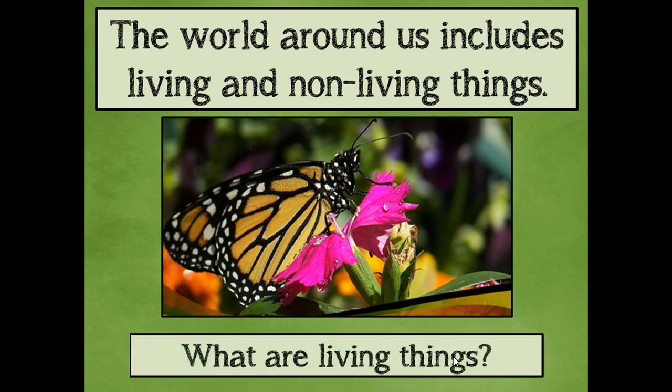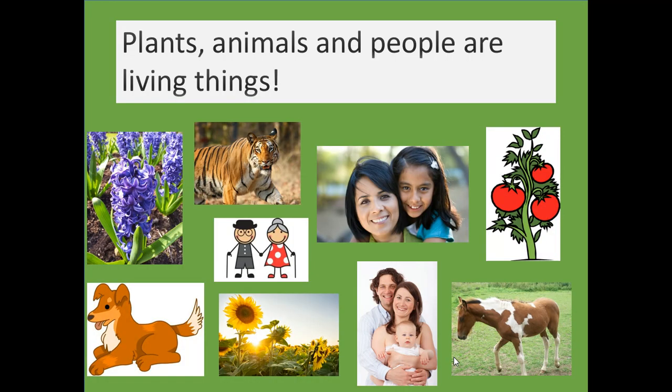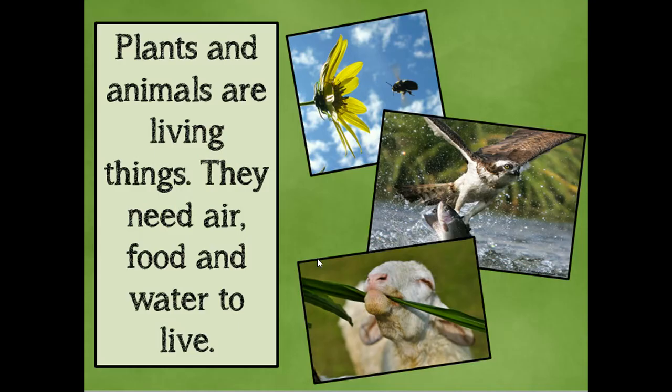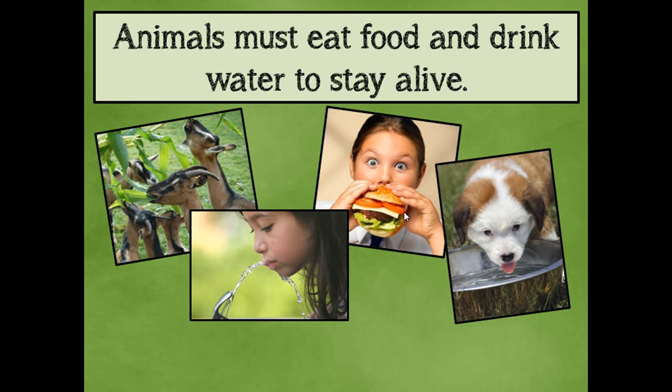What are living things? Plants, animals, and people are living things. Anything that breathes, needs water or food, those are living things. They need air to breathe, food to eat, and water to drink so that they can live. Animals must eat food and drink water to stay alive. Otherwise, they won't stay alive. Just like you need to have food and water to stay alive.